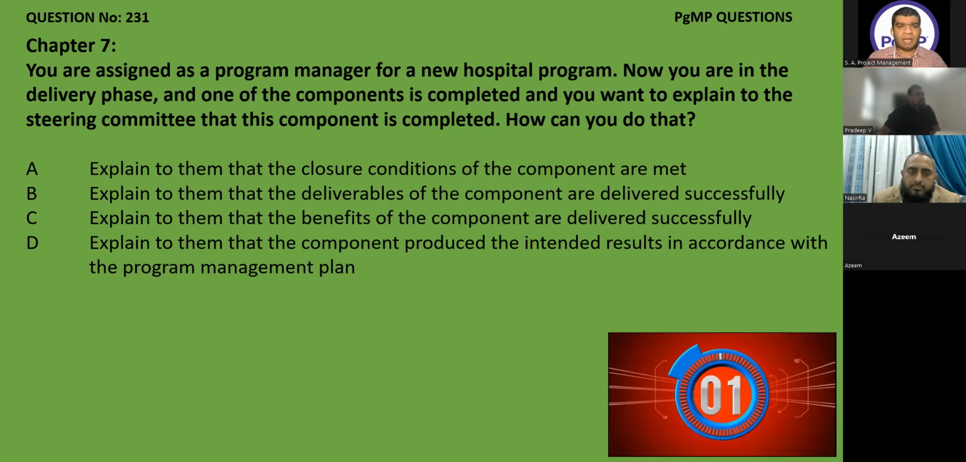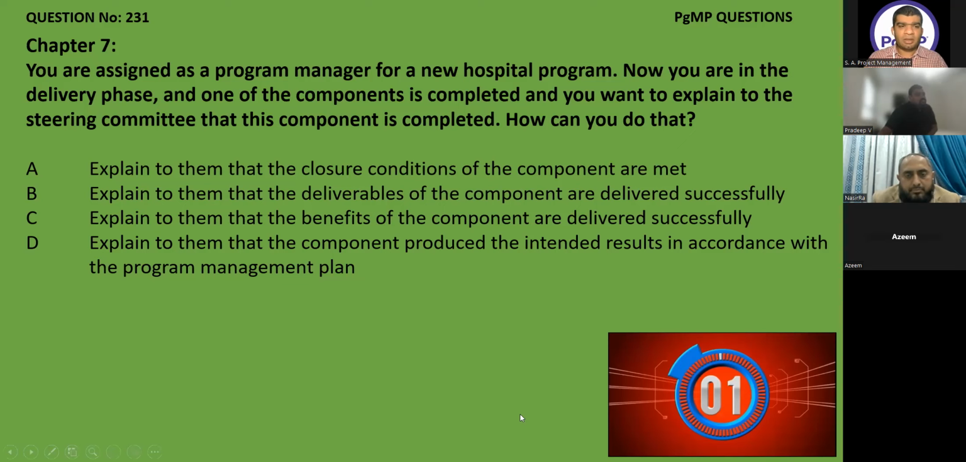B, explain to them that the deliverables of the component are delivered successfully, is also correct, but not the best option. Why C? Explain to them that the benefits of the component are delivered successfully. Because program is basically to enhance the benefits, so that's why I thought that. Yes, but we are talking about the components. If it was a program, then C would be better than A. But when we talk about the components, we don't talk about the benefits, because a component is like a project. In PMP, we never have the word benefits.